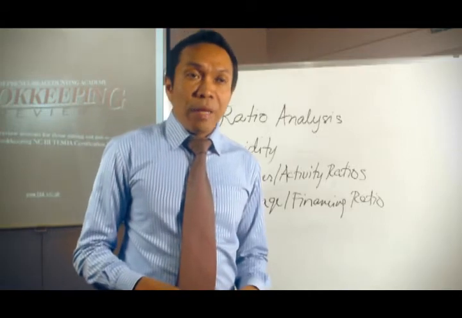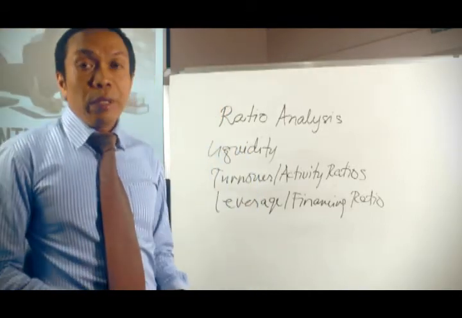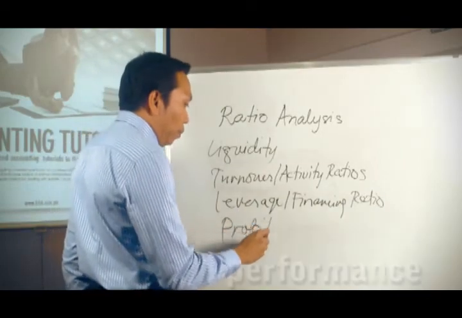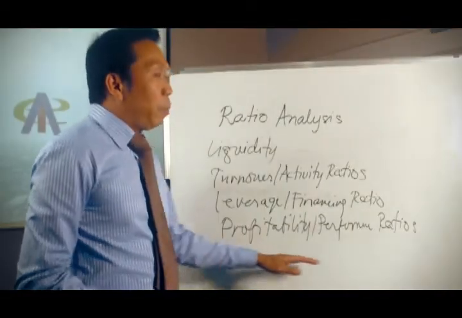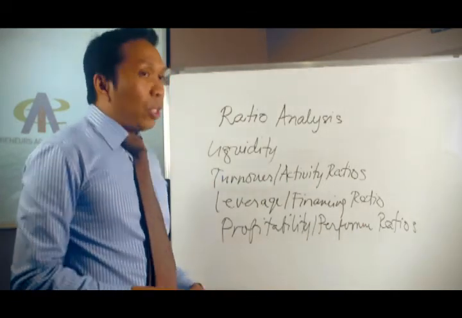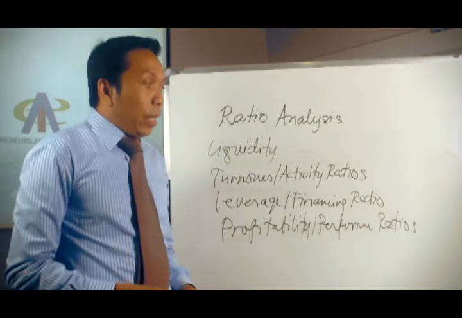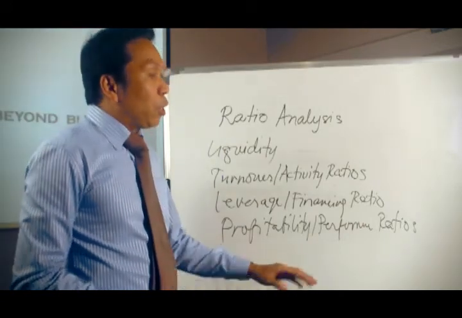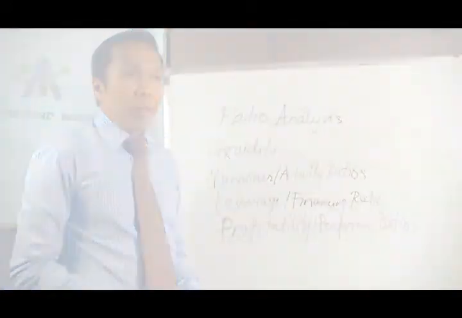And the last general classification of ratios is what we call profitability or performance ratios. In profitability or performance ratios, the profitability position or condition of the company is measured. It measures how profitable the company is over a certain period of time.